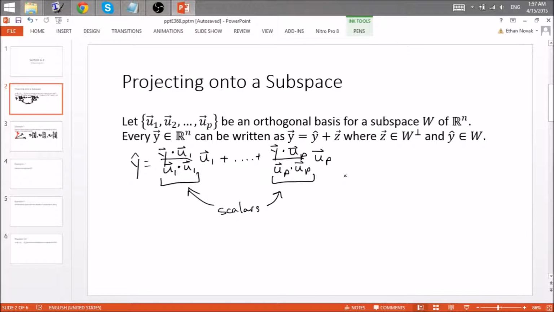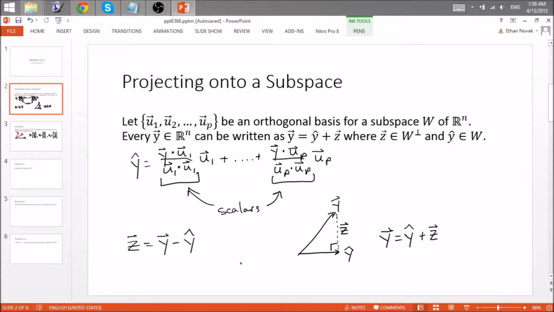So let's look at an example, but before we do that, let's also note that z is equal to y minus the orthogonal component y hat. So if I take the two vectors y hat and z and add them together, I'm going to get the following. So this is, say, y, and y hat is in our subspace W, and then z right here is orthogonal to every vector in the subspace, and that's the vector z. So this is just rewriting this in a funny way, so we have y is equal to y hat plus z. So those two definitions for z are equivalent.